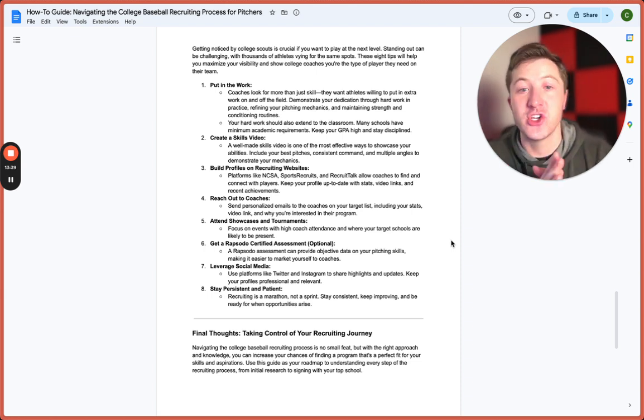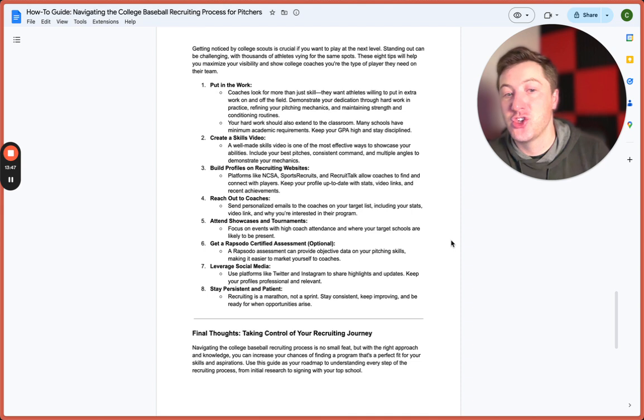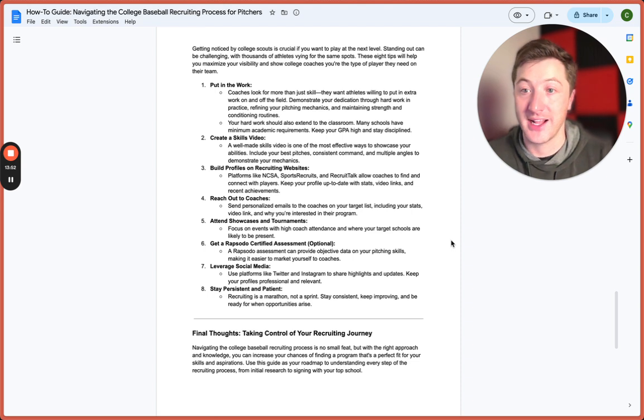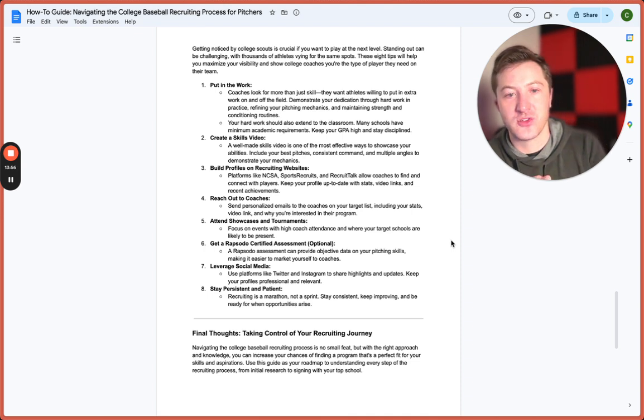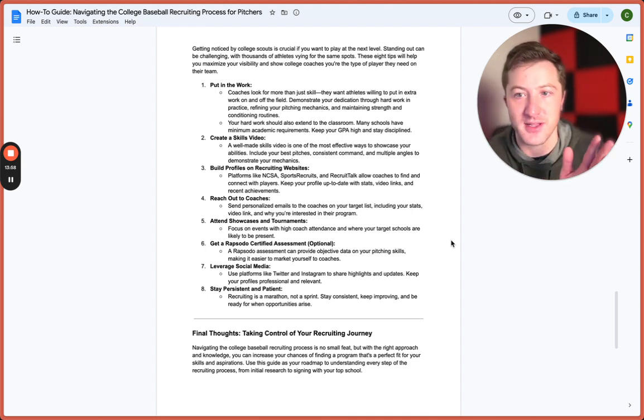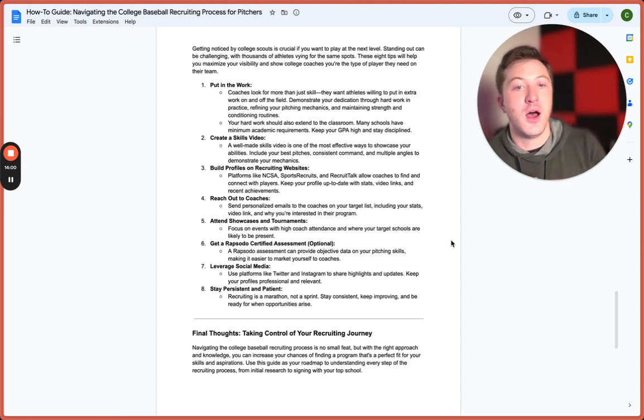Then you want to start reaching out to coaches. Send personalized emails to these coaches on your target list, including your stats, the video links, and why you're interested in their programs. Attend showcases, focus on events with high coach attendance and where your target schools are likely to be present. Don't worry about getting the certified TrackMan or the certified Rhapsody assessment. That is completely meaningless to me.